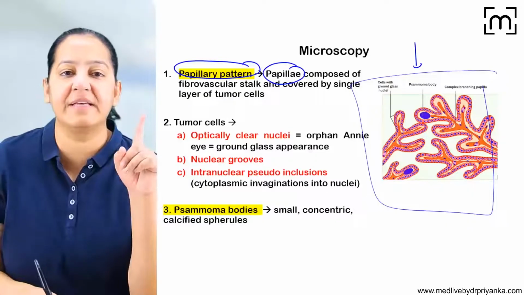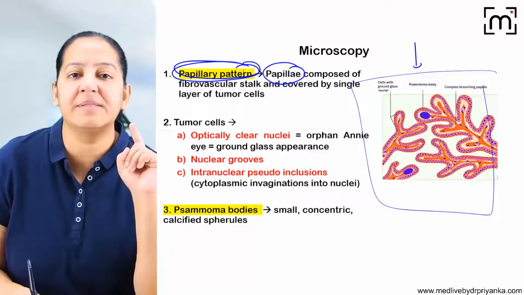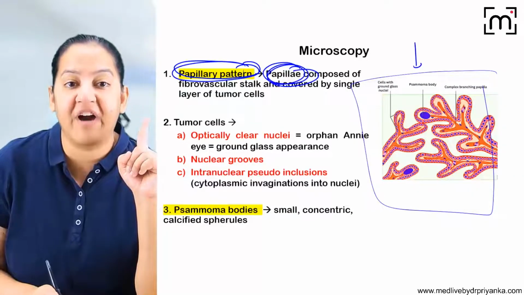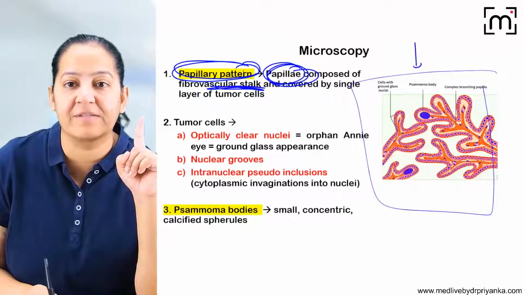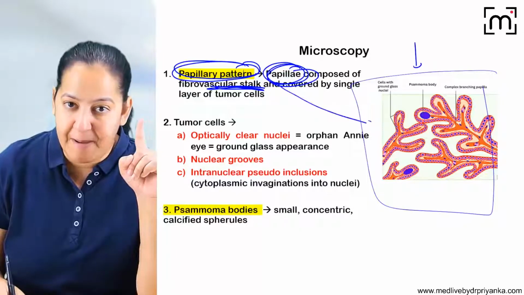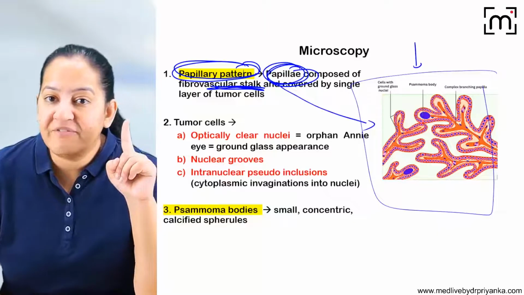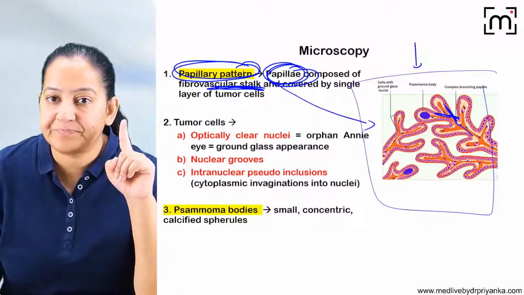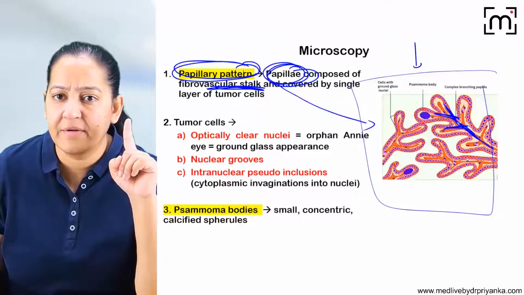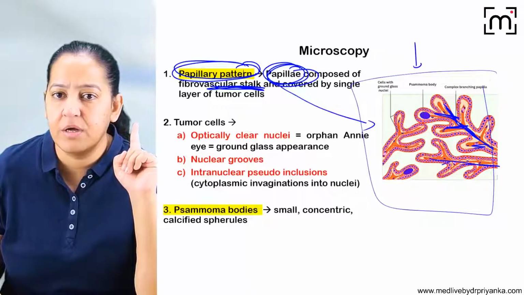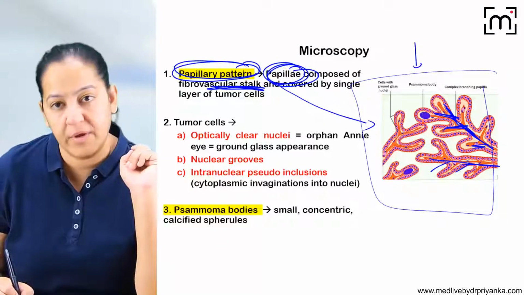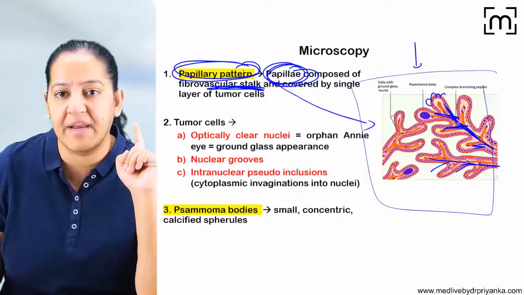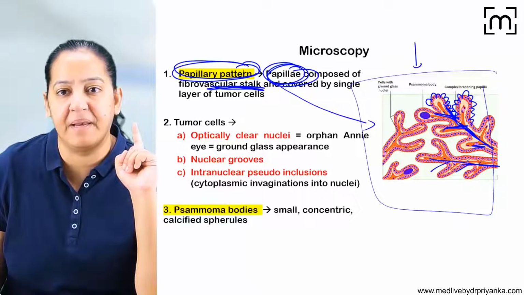So first thing we have seen, there is papillary pattern. The tumor cells are arranged in the papillae with a fibrovascular stalk or fibrovascular core inside them. Appreciate the papillae here and appreciate the fibrovascular stalk, the fibrovascular core here. Can you see this is fibrovascular core? This is all about fibrovascular core. And these are the tumor cells which are lining the papillae.